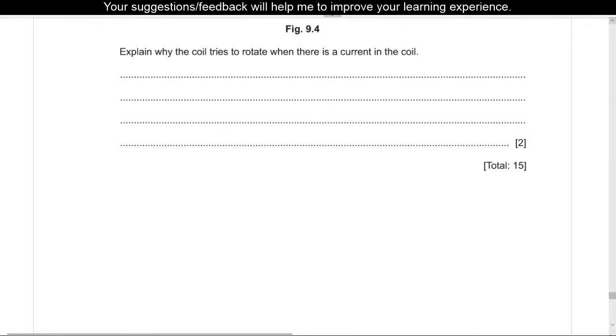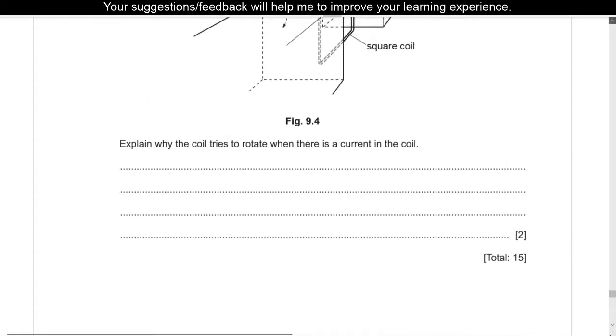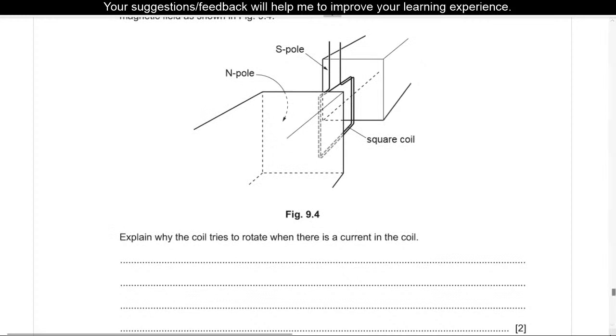So you have studied it as well. There will be current in opposite directions in the vertical sides. Say for example, if the current is in this direction in this side, then it will be in this direction on the opposite side. So when it is in the opposite direction, the forces acting on these sides will also be in the opposite direction. This will form a couple and this coil will tend to rotate. So you will write it here, and this is the last question.